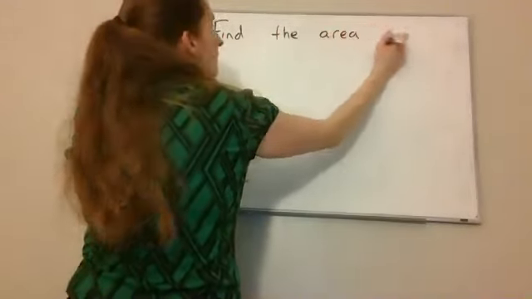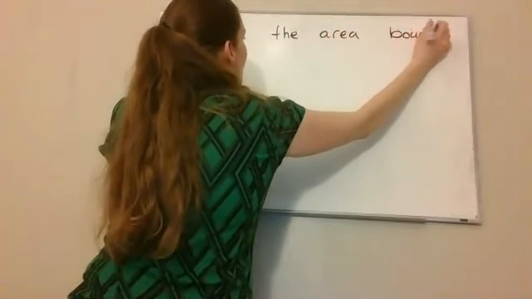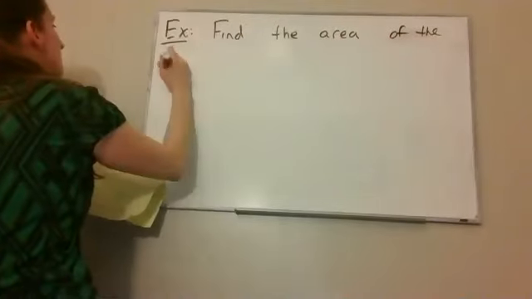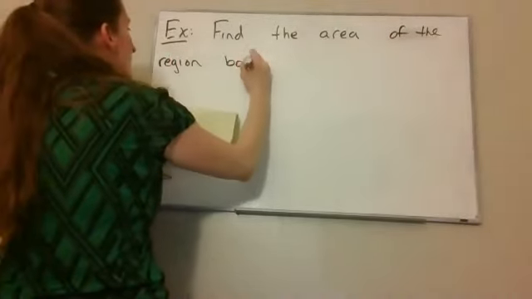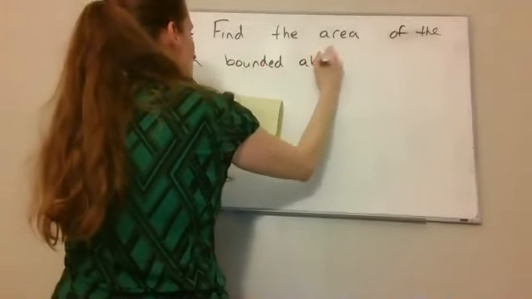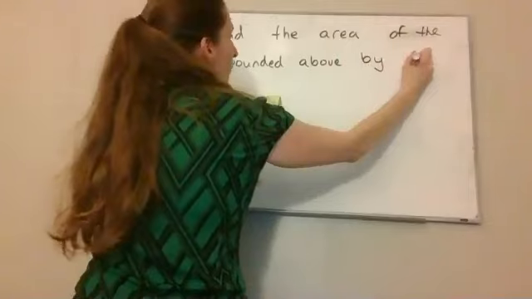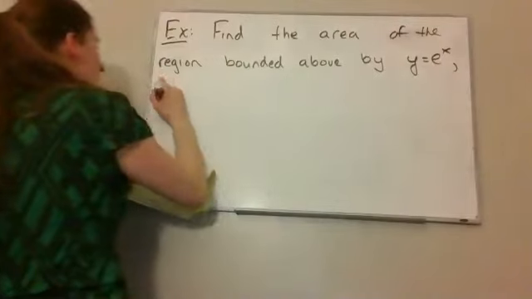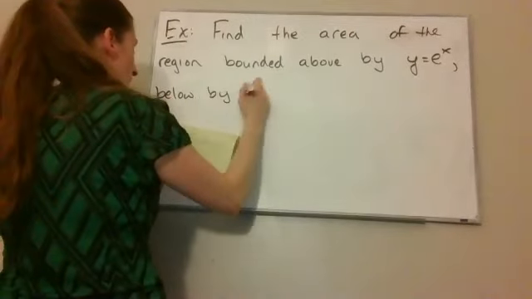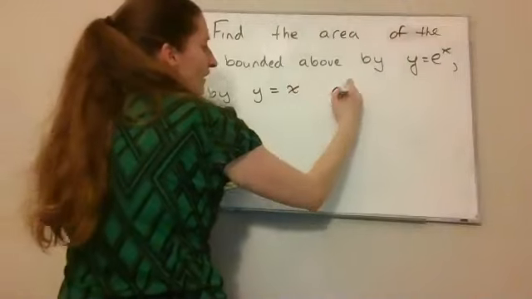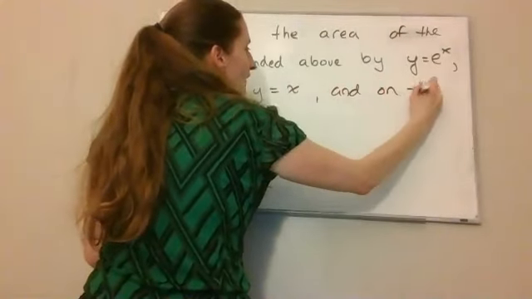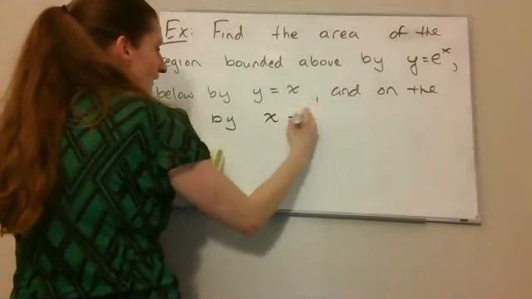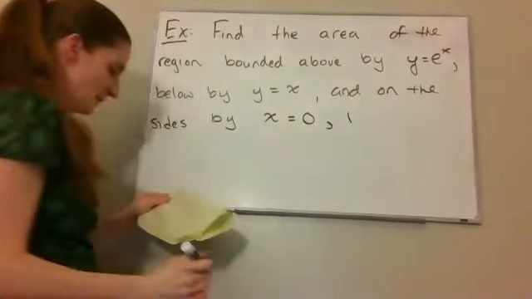Find the area of the region bounded above by y equals e to the x, below by y equals x, and on the sides by x equals 0 and 1.